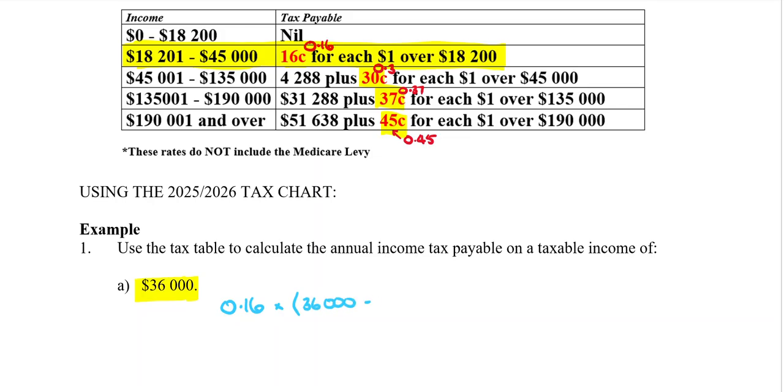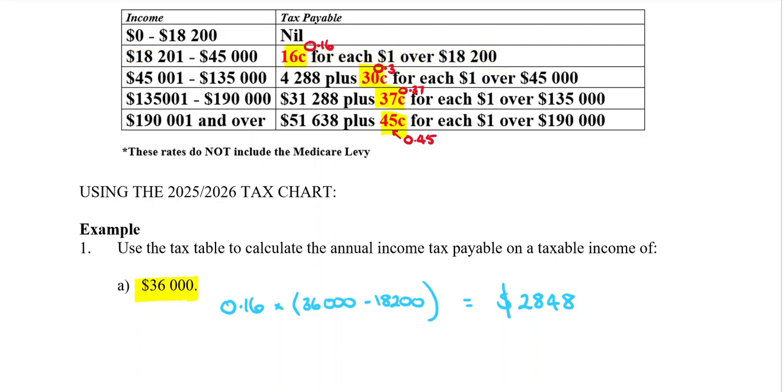So you want to times that by their income, but you want to subtract off the 18,200 that they don't have to pay tax on. So whatever that number is on the end, you always subtract that off their income. So 16 cents times their income minus the number on the end. If you put that in your calculator, you'll find that this person is going to have to pay $2,848 in tax.